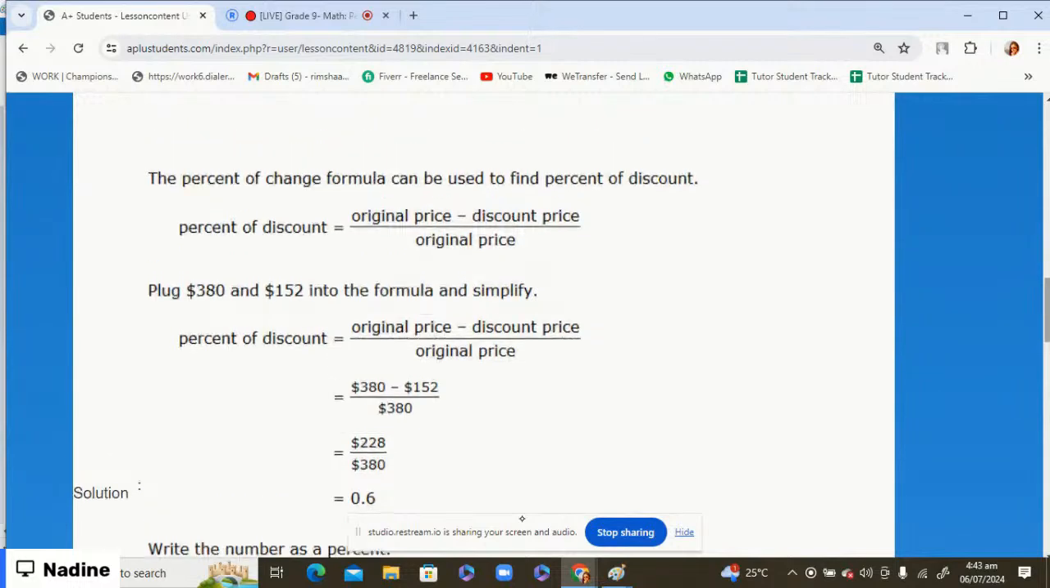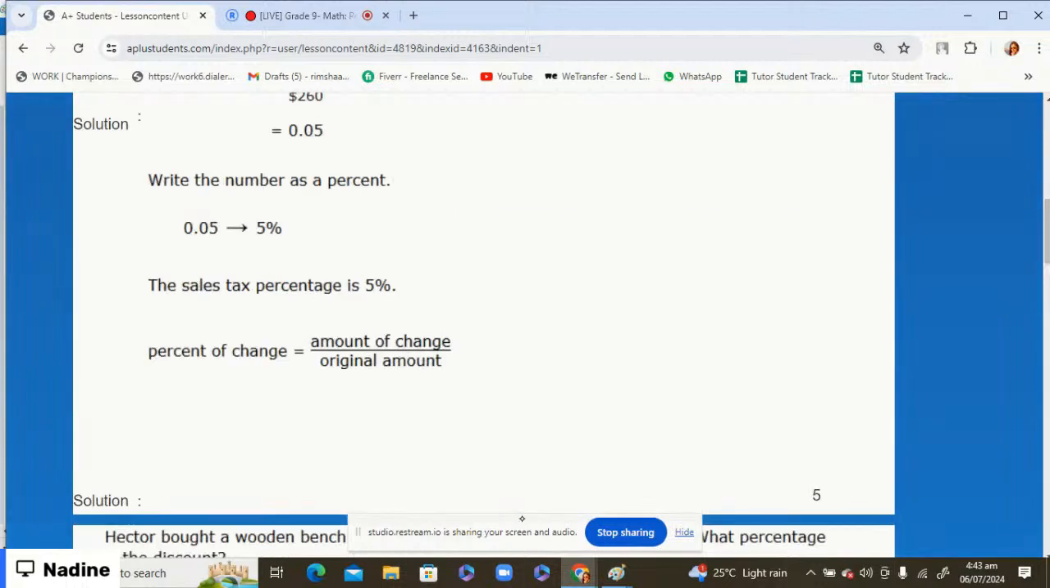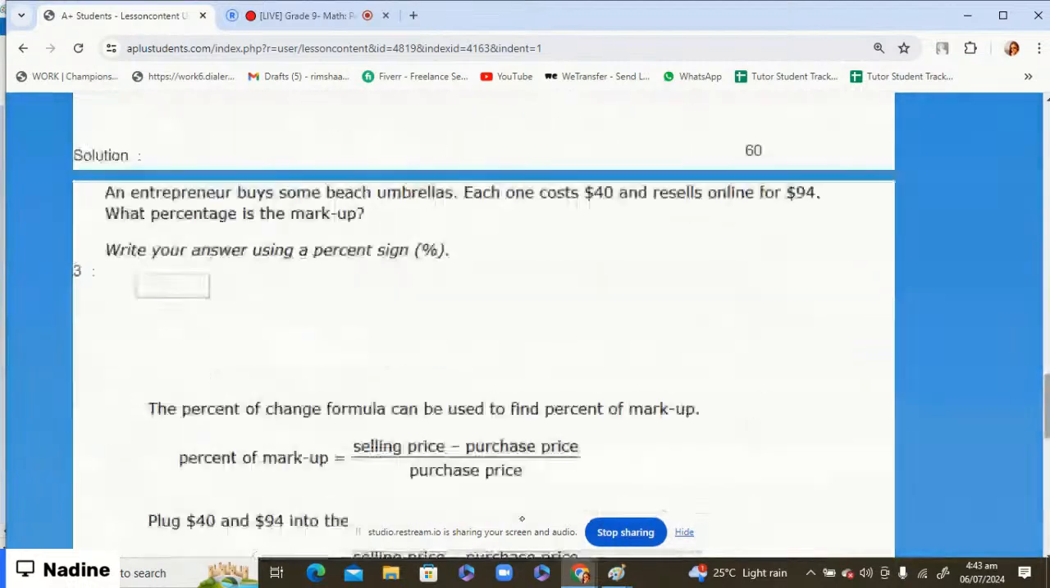Subtract 152 from 380 and then just divide over the total, that is 380, find the answer, and then in the end also multiply by 100. This is the important thing. You're going to multiply all the answers by 100. Okay. Okay, now solve this one.